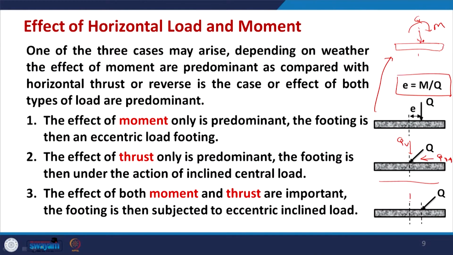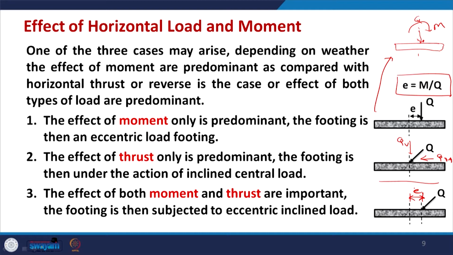Now, there could be a scenario where both moment as well as horizontal thrust are acting at the center. That means, in addition to vertical load at the center, you have horizontal thrust as well as some moment. This can be simply replaced by an inclined load Q, which is not at the center, but acting at some eccentricity E. So, that can be dealt with. We will discuss all these three cases in much detail.